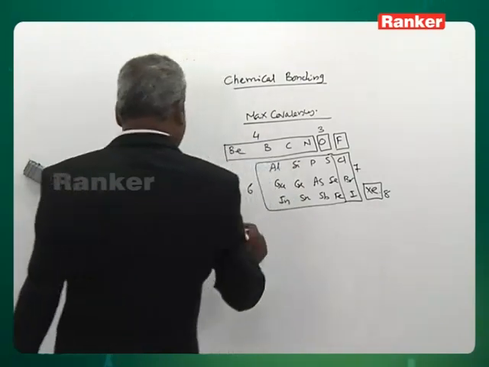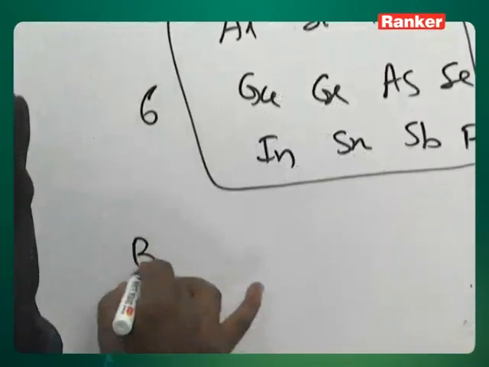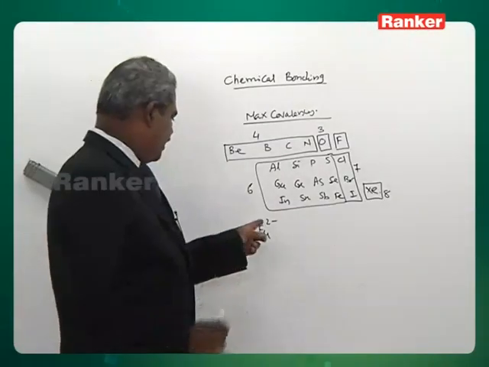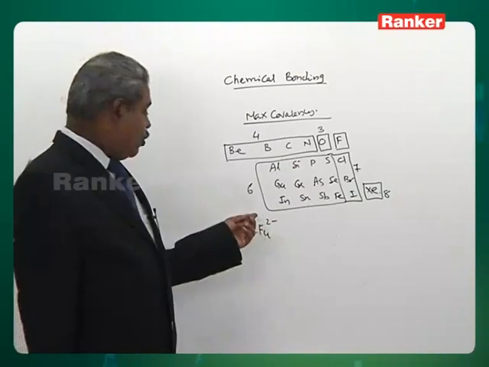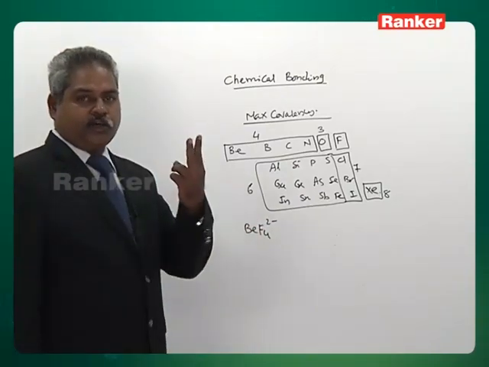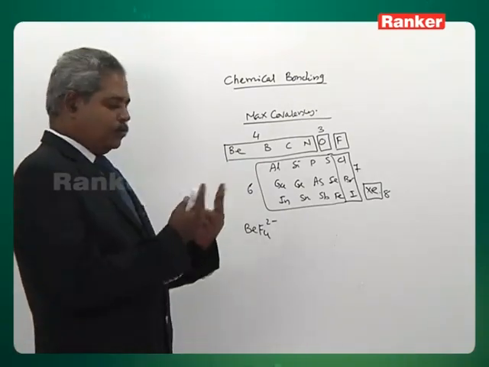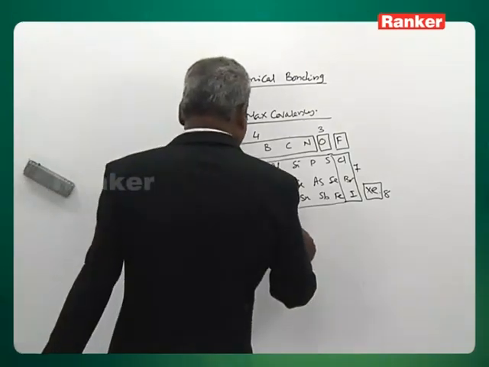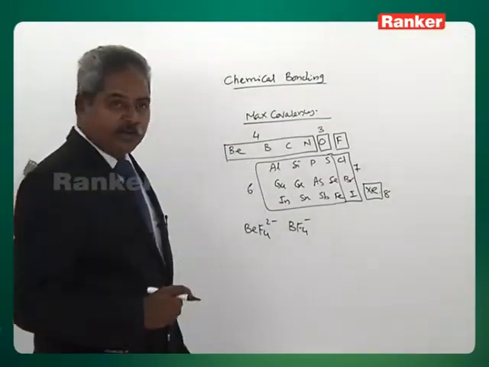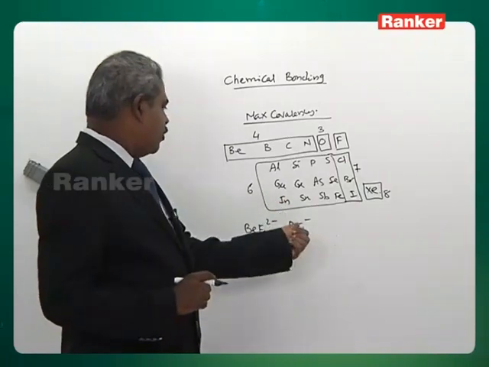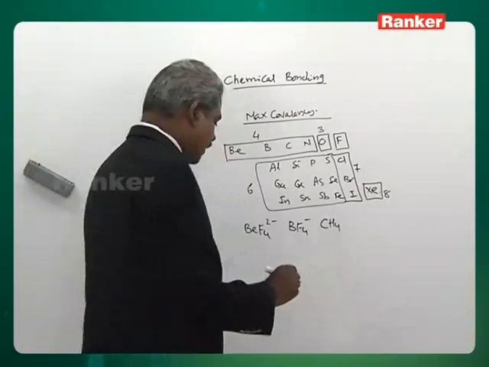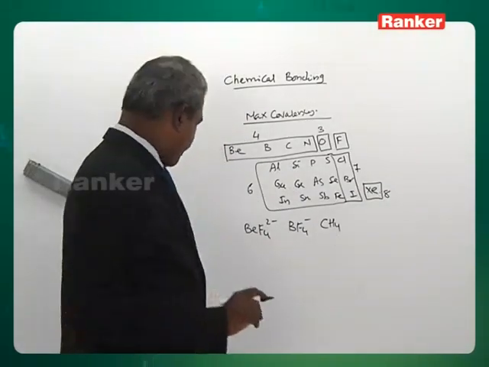Now, let me supply examples. BeF4 2 minus. What does this tell you? 2 minus means 2 F minuses, 2 donors. There are 2 donors, means beryllium is forming only 2 bonds on its own. 2 own, 2 donation. Boron, BF4 minus: 3 bonds on its own, third group, and 1 by borrowing. CH4: it has 4 electrons, it need not borrow anything, it can form 4 bonds straight away.